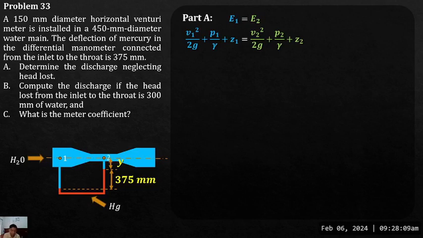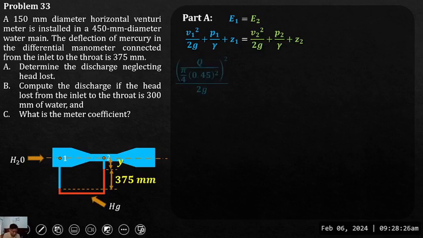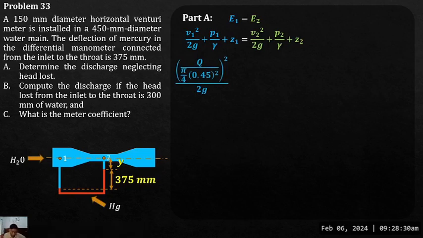Kasi may diameters tayo eh. Sa point 1, that's 450 mm. So, may area tayo. So, yung V natin, pwede palitan natin ng Q over A, no? So, yung equation natin, magiging in terms of Q and the value of the area. Sige, so plug in natin. So, again, remember, V is equal to Q over A. Okay po? So, yan lang yun.